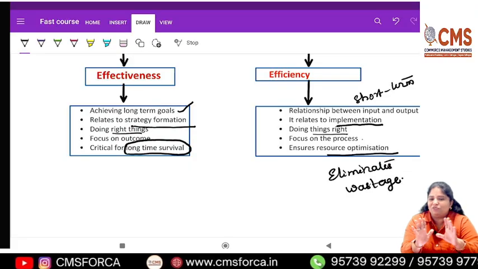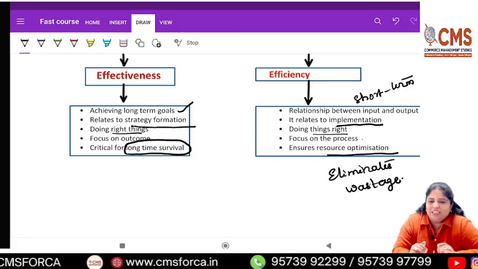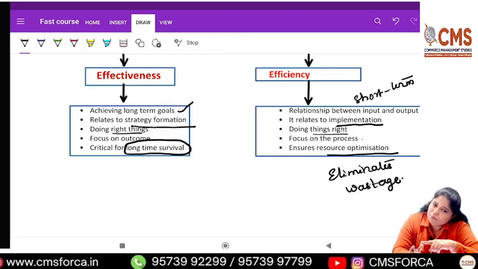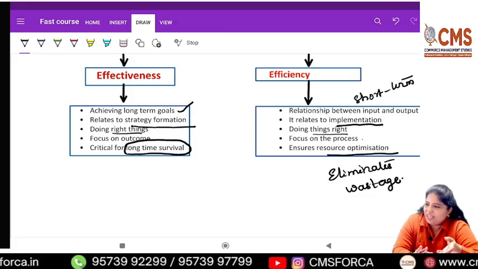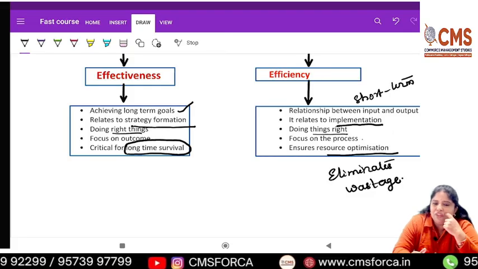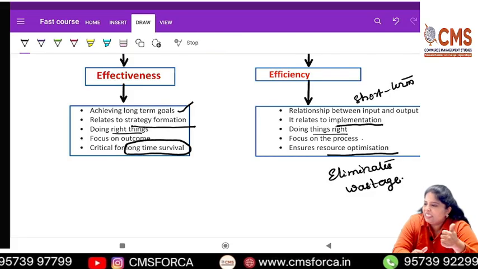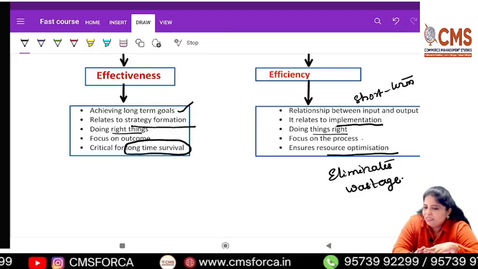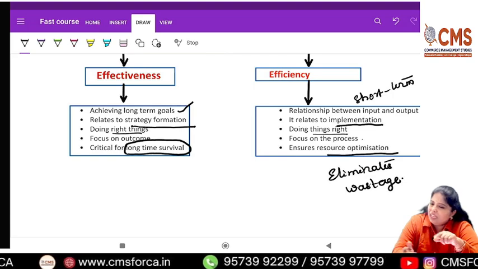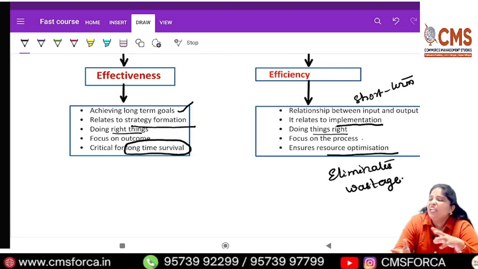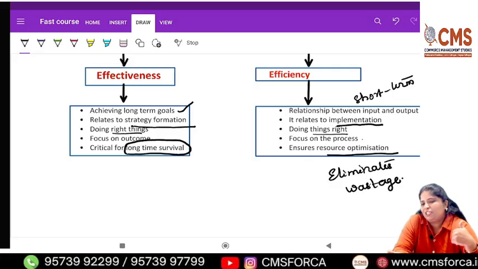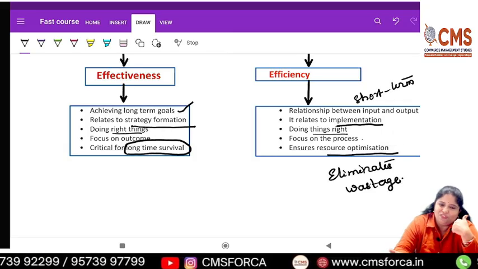Now, let me give you a quick recap. We started with learning strategic planning and operational planning and how both relate to each other. Then we learned what is strategic uncertainty and how to manage uncertainty. Then we started comparing formulation and implementation, how they compare to each other. And in that perspective, we also compared effectiveness and efficiency.